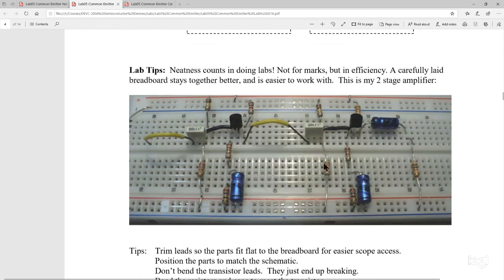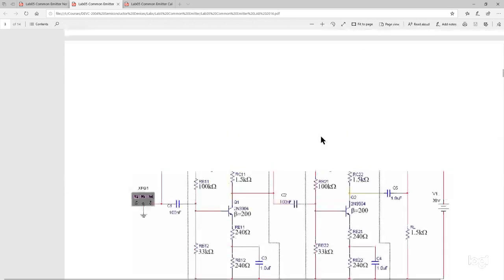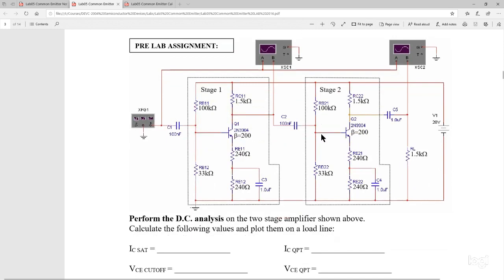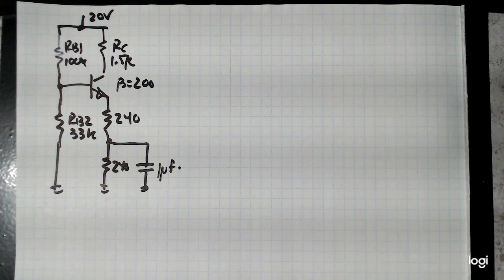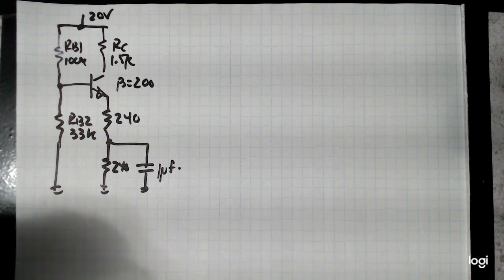And then here we are, we built it. It looks something like this. Okay, so let's start off with the DC analysis. So here's the schematic. We'll do one stage and that'll cover both stages.